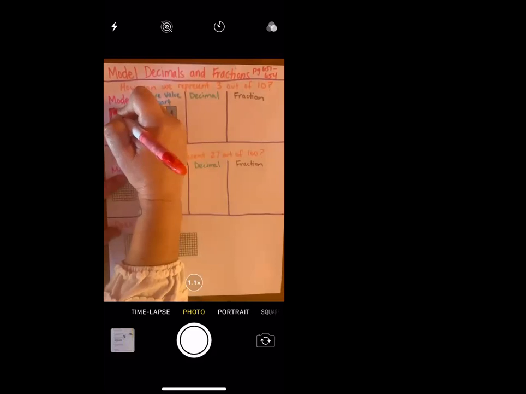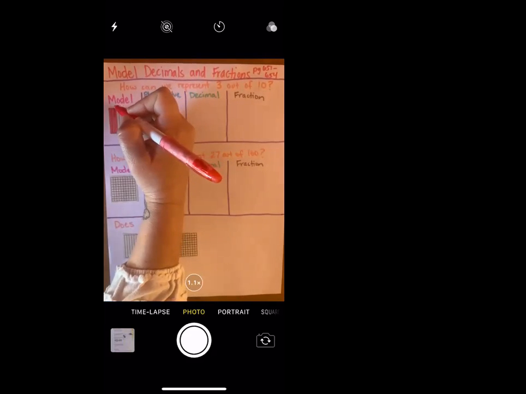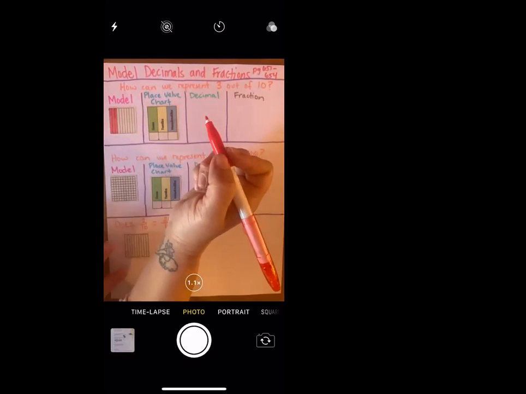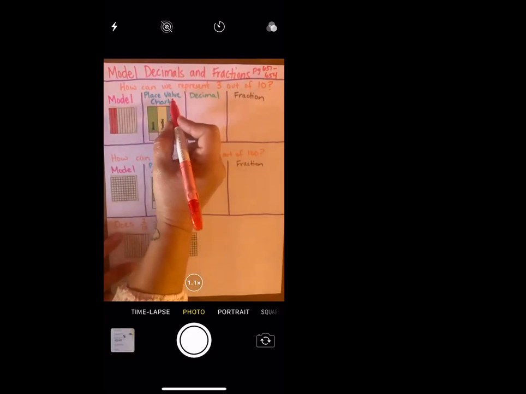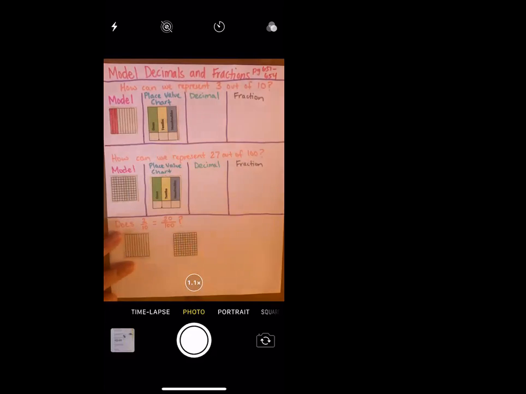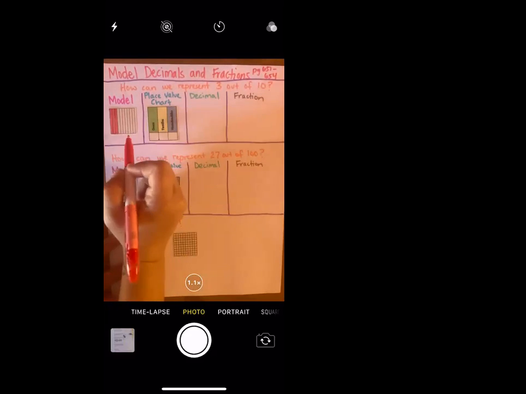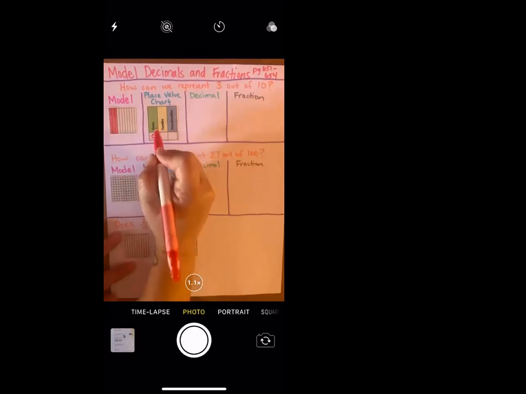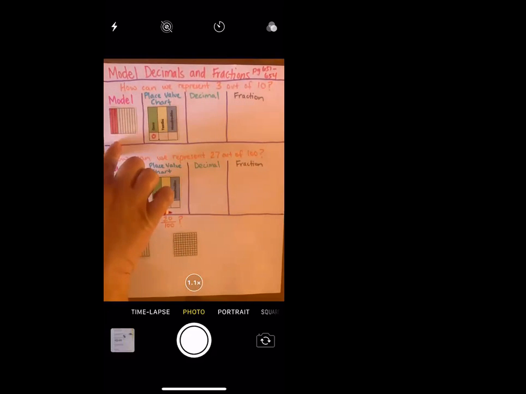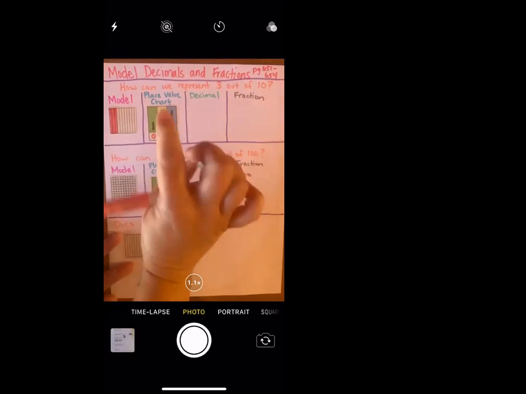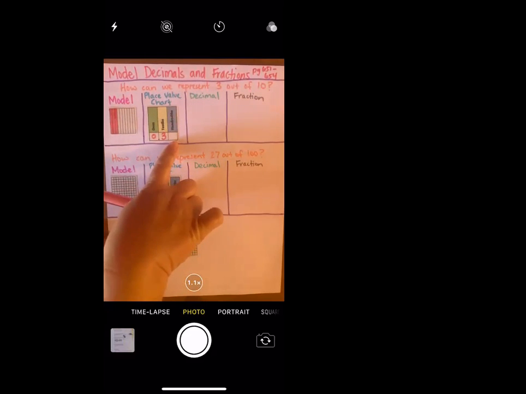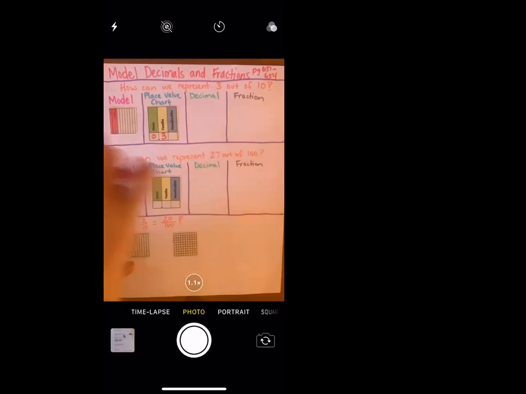1, 2, and 3 out of 10, right? All right, now we can also represent this on a place value chart. So we have 0 ones because there are no whole parts of the model shaded. And then we have 1, 2, 3 tenths shaded. And then there's no hundredths, so we can leave that one blank, or we could put a 0, okay?